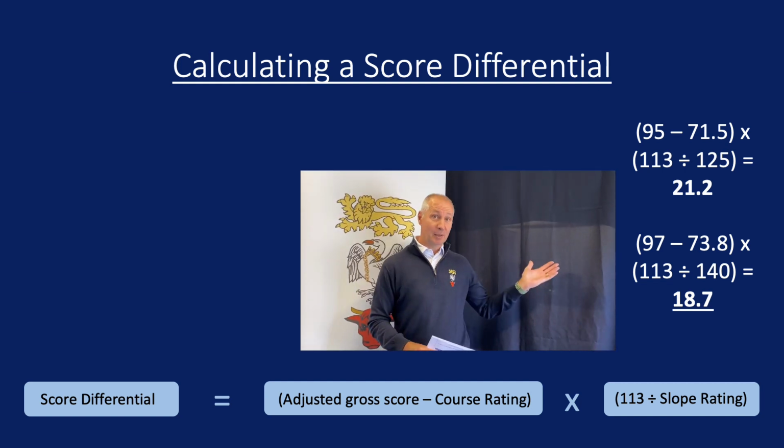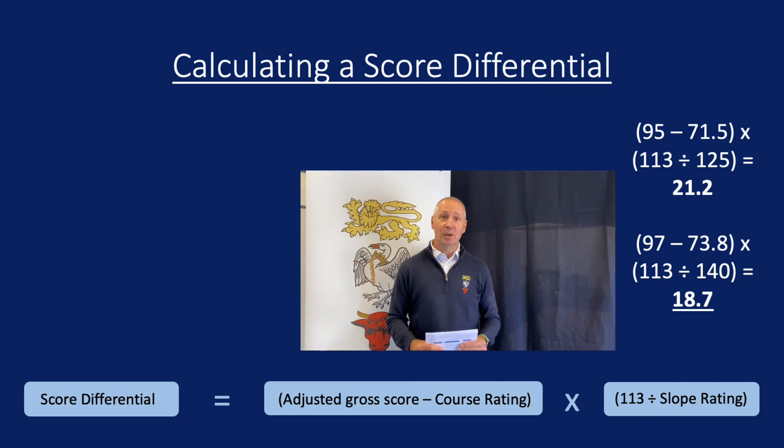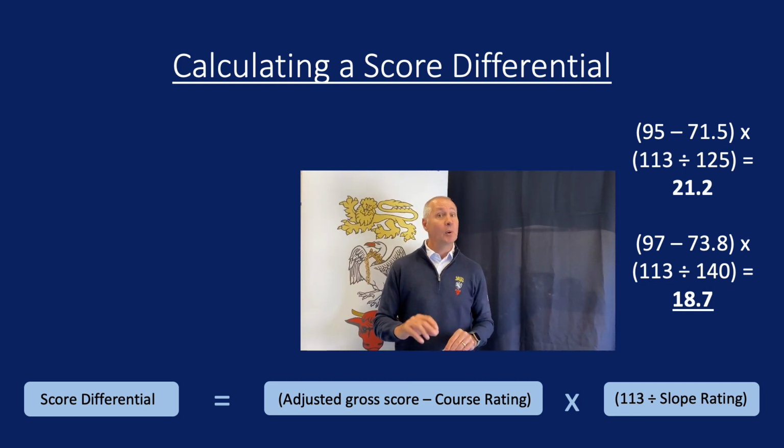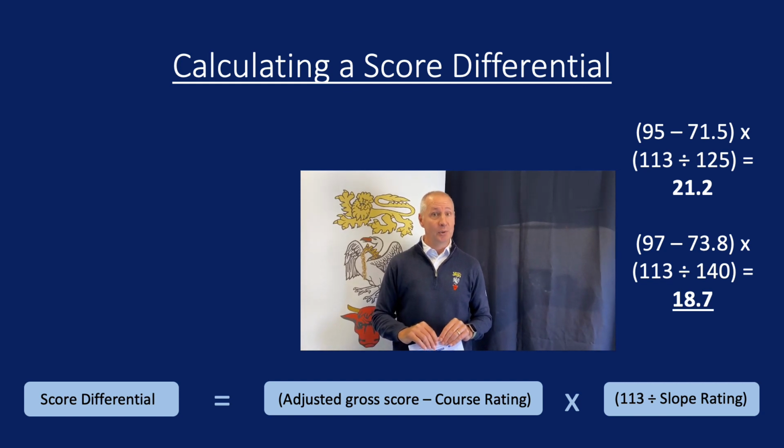You'll see by our example here that sometimes a higher score on a more difficult golf course will give you a lower differential than a low score on an easy golf course.